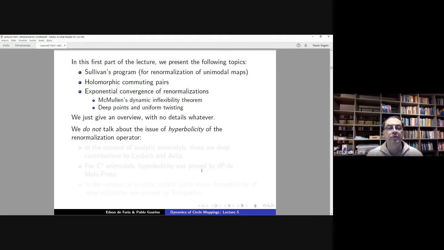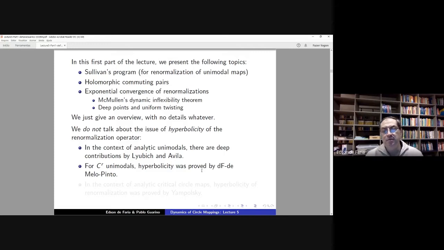The fact that the so-called renormalization operator is a hyperbolic operator on a certain space. For unimodal maps, in this goal of proving hyperbolicity, there are some deep theorems due to Lyubich and Avila, both by themselves and in collaboration with one another. Still in the context of unimodal maps, hyperbolicity was established for CR unimodals by Wellington de Melo, Alberto Pinto, and myself, using the fact that in the analytic world you have hyperbolicity. So you're able to push the hyperbolicity from the analytic world to the CR world, okay? And for critical circle maps, the hyperbolicity of renormalization was established by Ian Polsky.